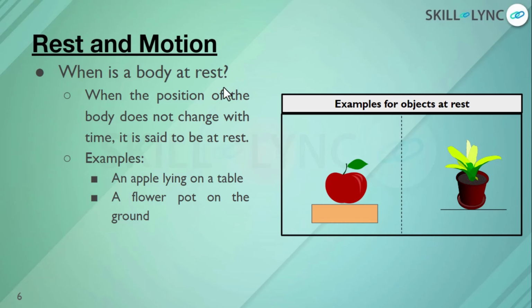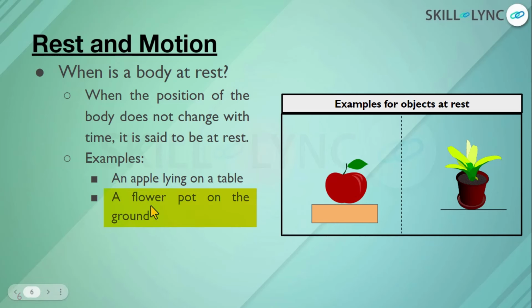When is a body said to be at rest? Let's get to know it with examples. When the position of the body does not change with time, it is said to be at rest. Example: an apple lying on a table. It's not changing its position with time. Suppose at time t equal to 0, it is at rest, and at time t equal to 5 seconds, it would be at the same position. The apple would not change its position by itself. So, the apple lying on a table is said to be at rest.